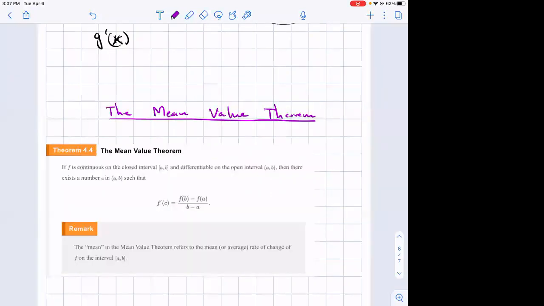So you have seen this formula. I hope you can remember what is f of a minus f of b divided by b minus a. I hope you can remember this.